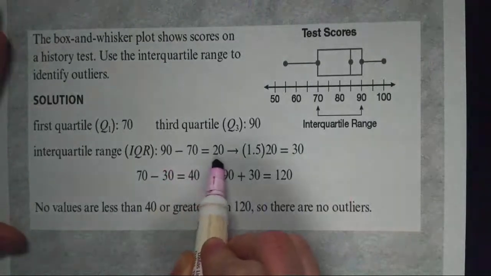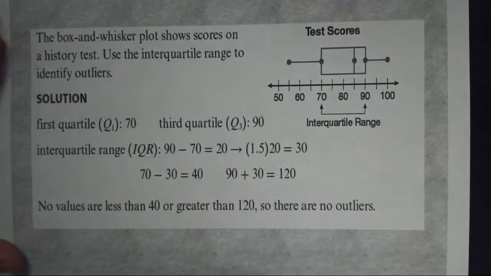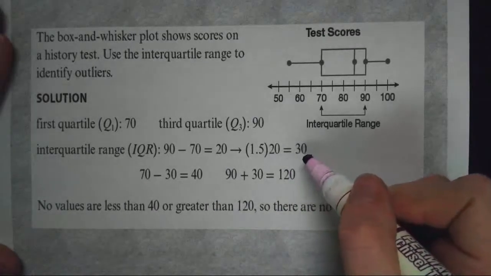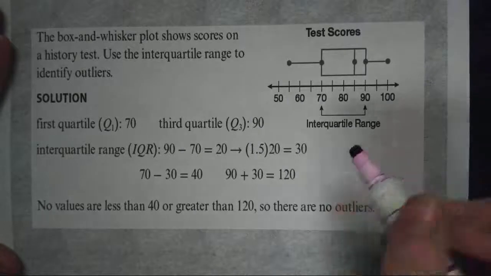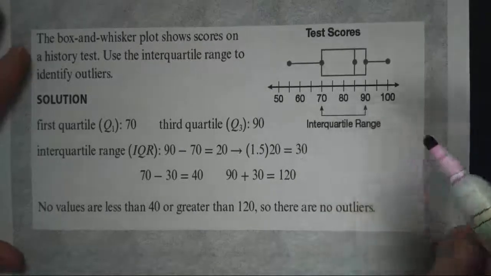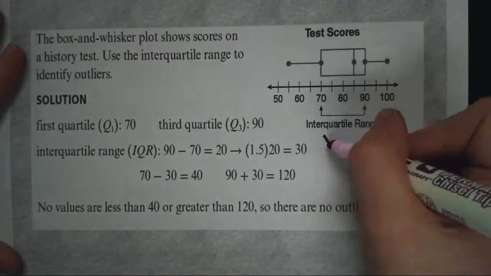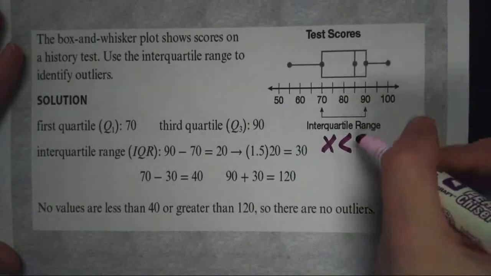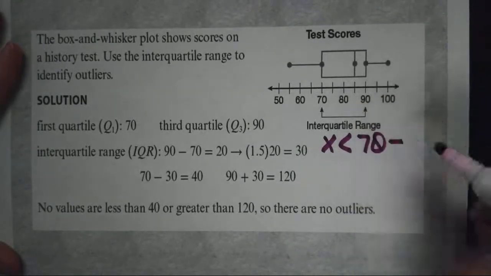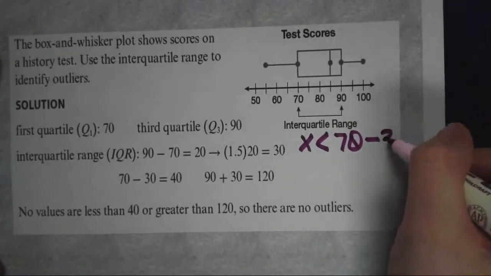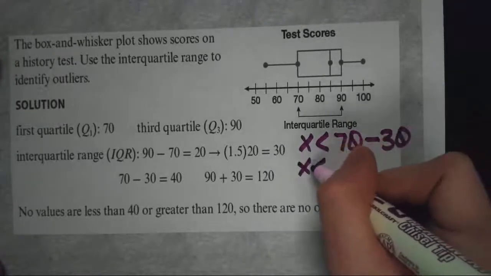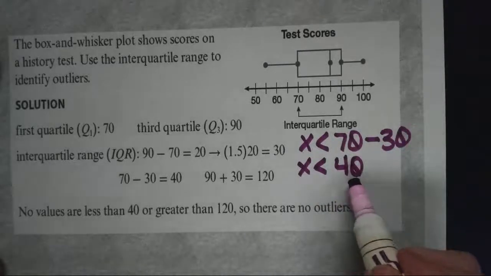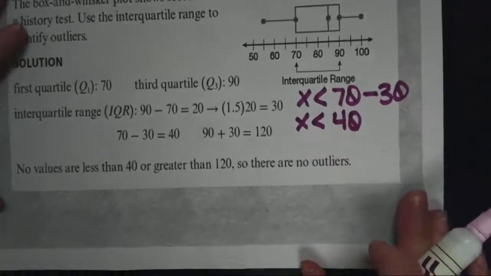And then we know that in both of those outlier formulas, we're going to have 1.5 times 20, which is 30. So our 1.5 times IQR is going to be 30. In order to find our outliers, we would use those formulas. So we've got x is less than the first quartile, 70, minus 1.5 times the IQR, which is 30, which would give us x is less than 40. So if we had any data values in the set that were less than 40, they would be considered outliers.